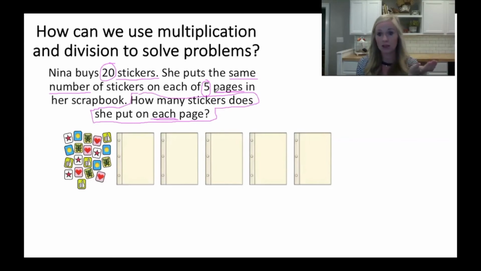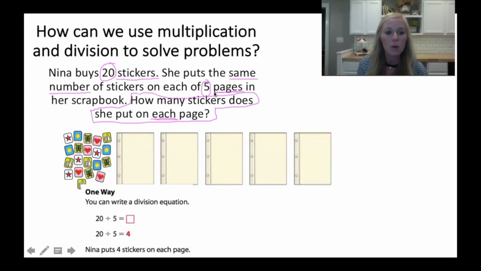So I know how many stickers we have in all. I know that we want to separate them into 5 pages or into 5 groups, and I'm looking to figure out how many stickers are going to be on each of those pages. So when I think about this, I think that I'm going to use a division sentence or a division equation to help me solve this problem. Since I know my total, and I know that in a division equation, I start with my total. So one way that I could solve this is by writing my division equation, 20 divided by 5. Remember, this 20 is representing those 20 stickers, and this 5 is representing the 5 pages.